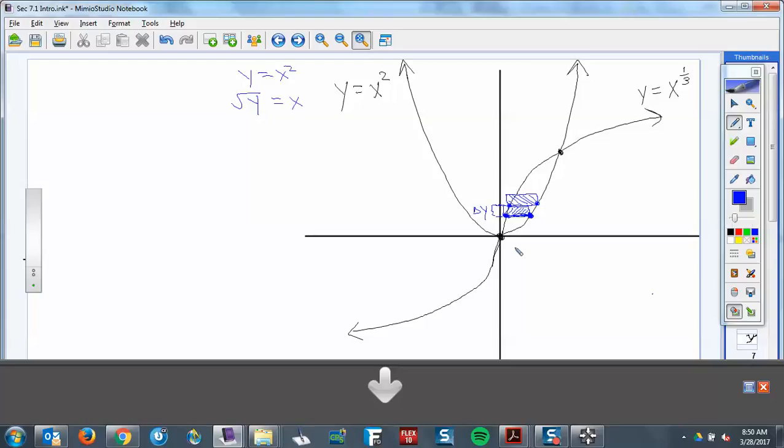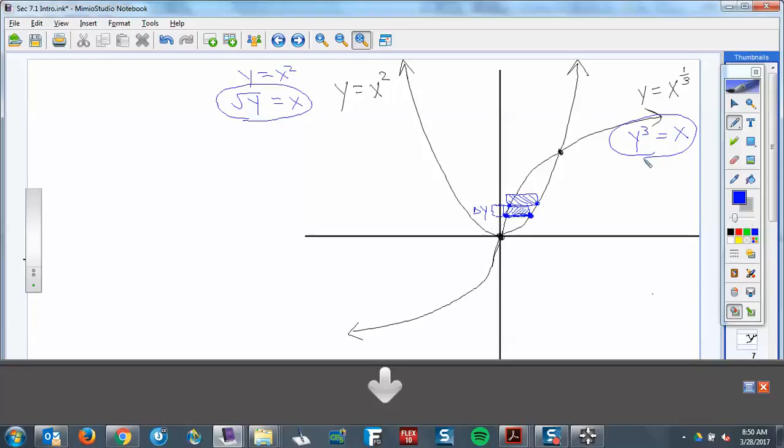And what we're going to want to do is take this x coordinate minus that x coordinate. So we're going to have to change our equation. Instead of f of x, it's going to be f of y. In other words, it's going to be x equals. Okay? And how would you get this one to be x equals? Cube that side, right?